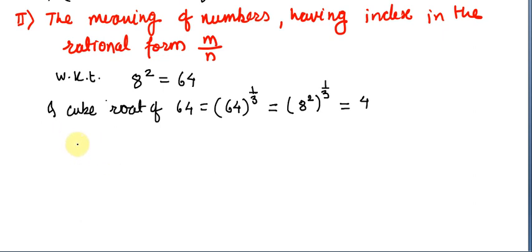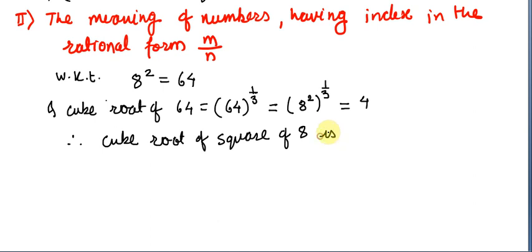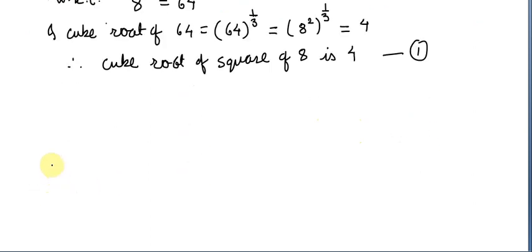So we can say in words as cube root. See the outer index first. So it is written as cube root, 1 by 3. So it is written as cube root of, and at the base it is 8 square, so we will write square of 8. Square of 8 is 4. So this was the simplest form. We call it as 1.